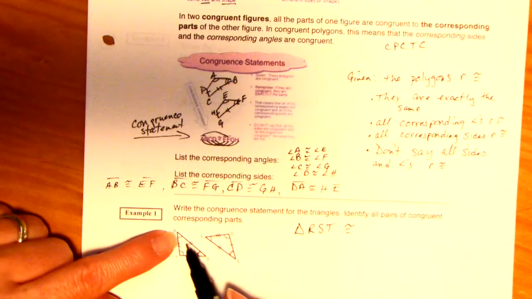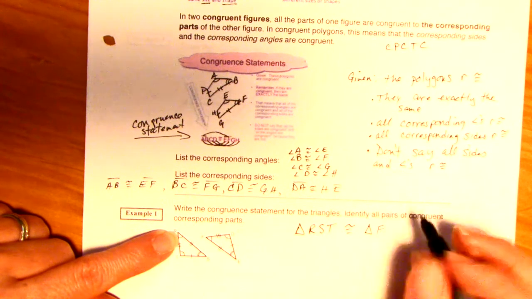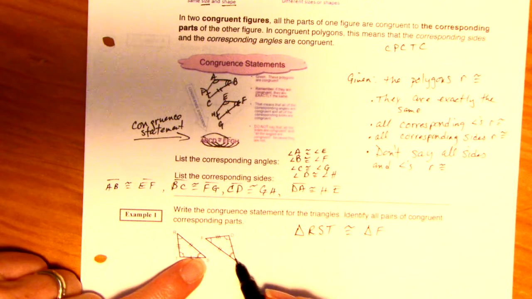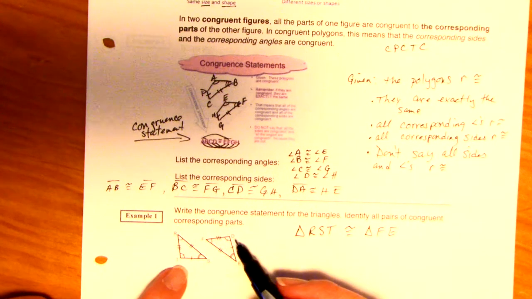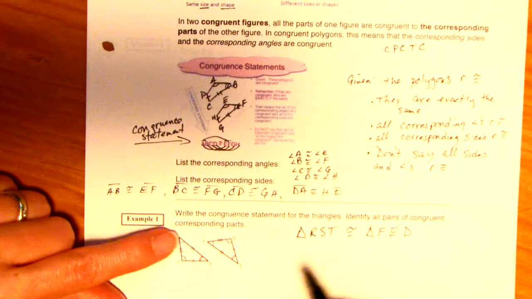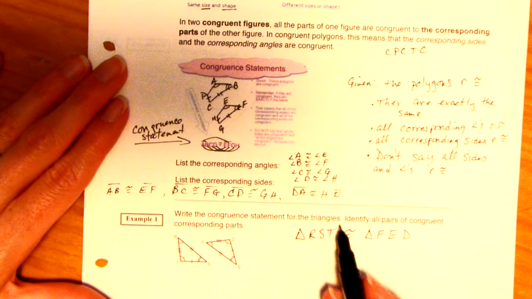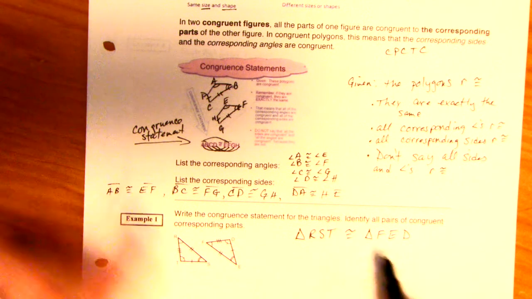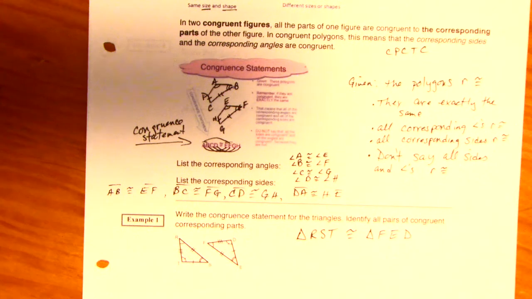Okay, now R has one arc, so that's going to go to F. S has two arcs, so that'll be E. And then D goes with T. So R has to go to F, S has to go to E, T has to go to D. It really doesn't matter what order you put these in. Just make sure the corresponding parts go in the exact same order. Okay? So identify all pairs of congruent corresponding parts.